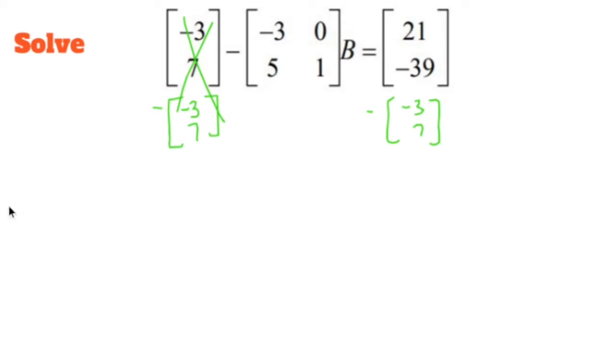So let's write it over here. We have negative 3, 0, 5, 1. Don't forget that negative, by the way. It's so easy to do. Equals 21 minus negative 3, which is the same thing as 21 plus 3, which is 24. And, I'm sorry, my fault, negative 39 minus 7 is negative 46.